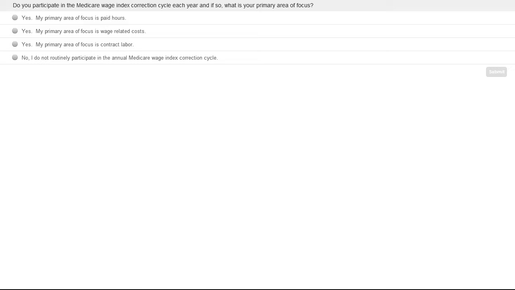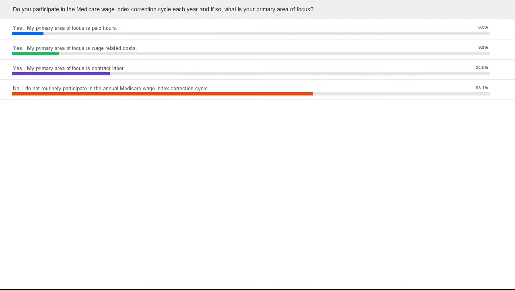And let's take a look at the results. The results, to me, seem a little bit surprising. I guess we may have a lot of hospitals on the line that might have critical access status or something along those lines. Hopefully, the "no, I do not routinely participate in the annual Medicare wage index correction cycle" is not something that's indicative of a large majority of PPS hospitals.